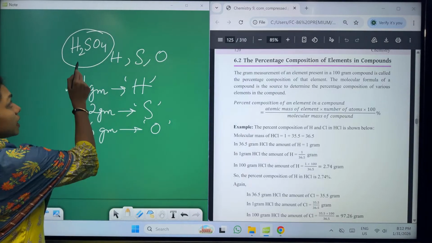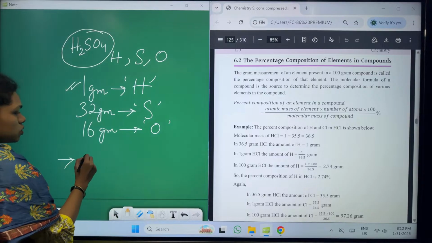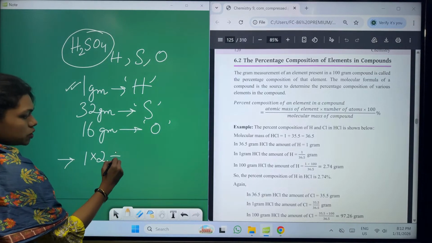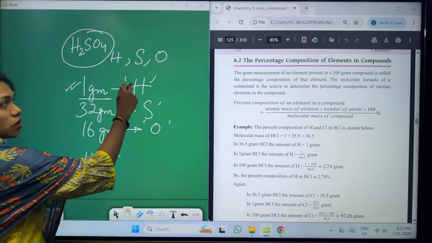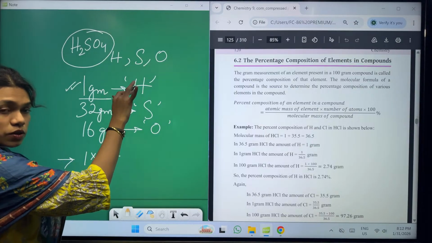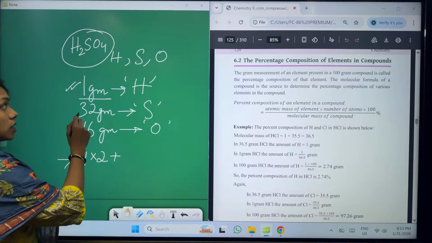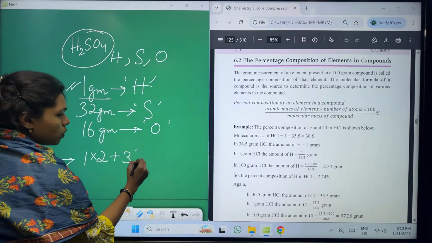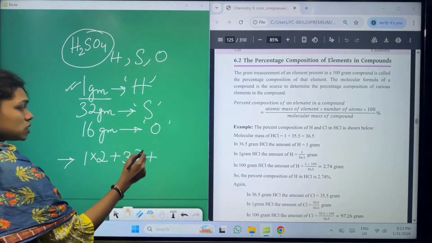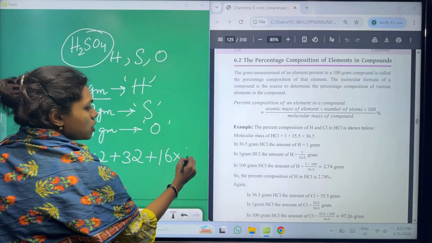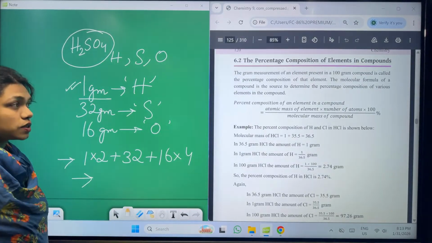So that will give me, I have 2 H atoms right here, so 1 into 2. Why 1 into 2? Because 1 gram is for 1 mole of hydrogen atoms, 2 meaning 2 moles of hydrogen atoms, therefore 2 into 1, okay. Sulfur, there is only 1 sulfur, so only 32, plus oxygen, there are 4 oxygen atoms, therefore 16 into 4. How much should that give me? That should give me 98 grams.